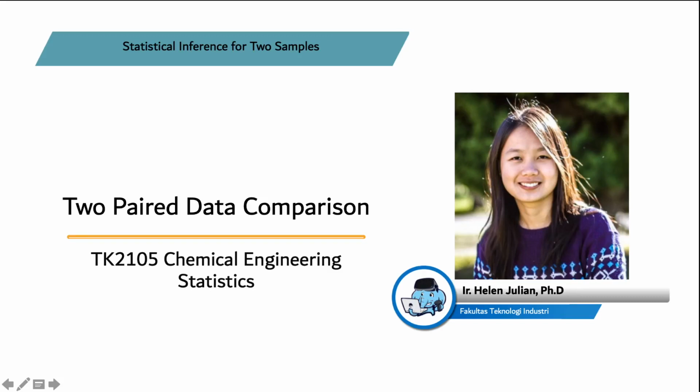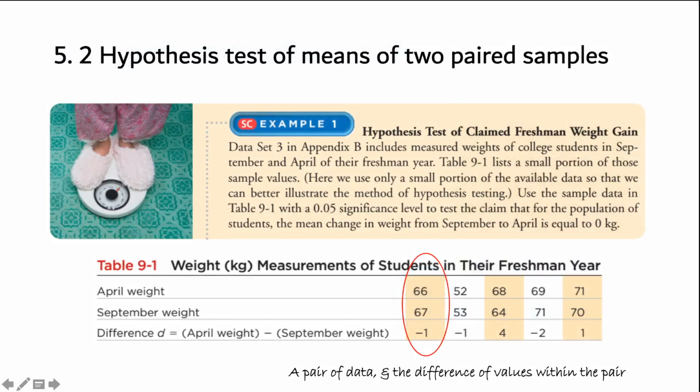So in the previous section, we already discussed statistical inference for two independent samples. Now we will discuss the statistical inference for two paired samples. So what are paired samples? Paired samples means that the observations for the paired sample are taken under homogeneous conditions. However, the conditions may change from one pair to another.